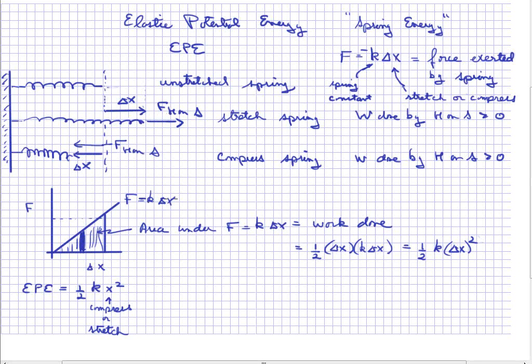And so in order to get a handle on what this work is, let's draw a force versus stretch graph for the spring. This would be the force that my hand exerts on a spring when it gets stretched. It's going to be a straight line, and if you consider a little bar underneath the straight line, the area of this little bar is going to be given by F delta x.